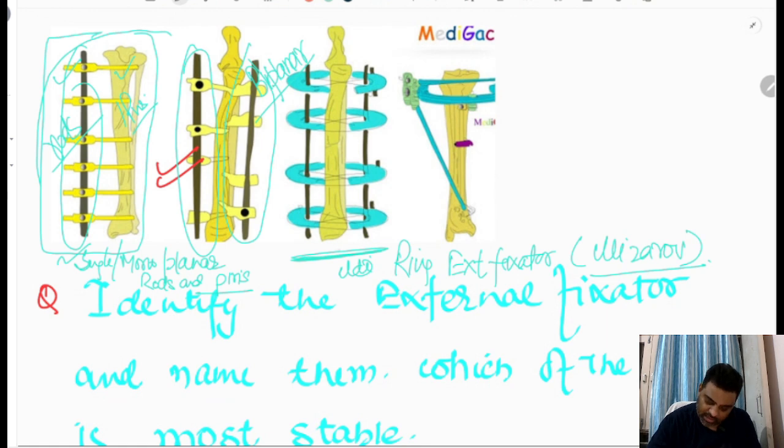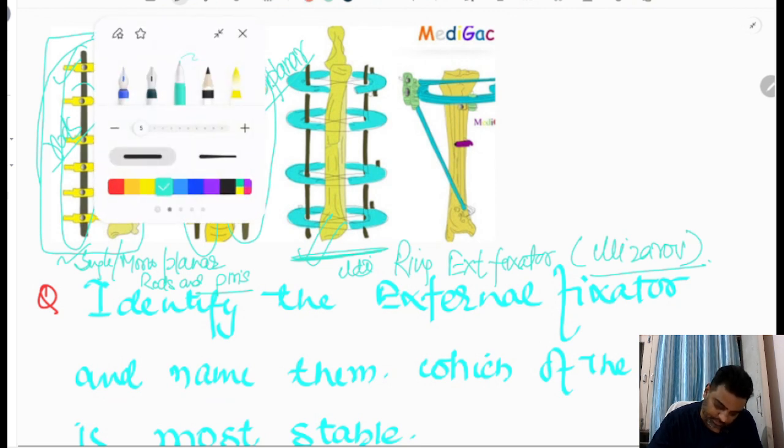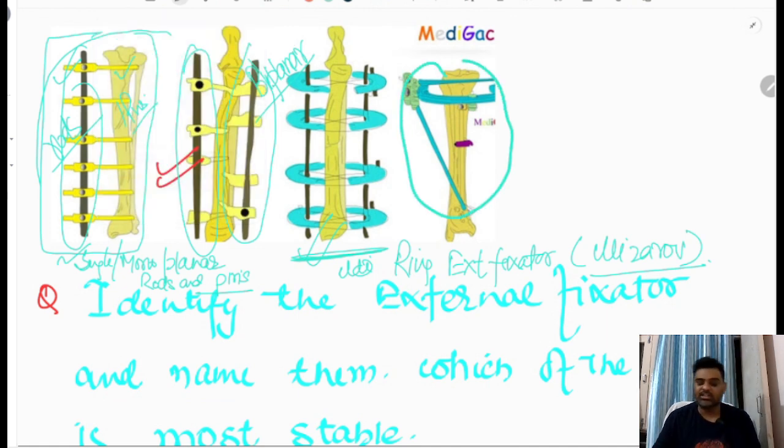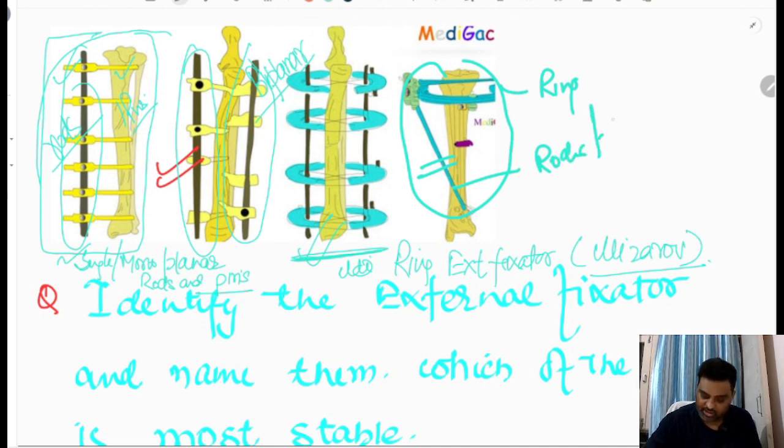And this third one I have told you, this is the ring fixator, also known as Ilizarov fixator. And the fourth one, you are seeing there is a ring fixator plus there is also a rod fixator. So this is known as hybrid fixator.